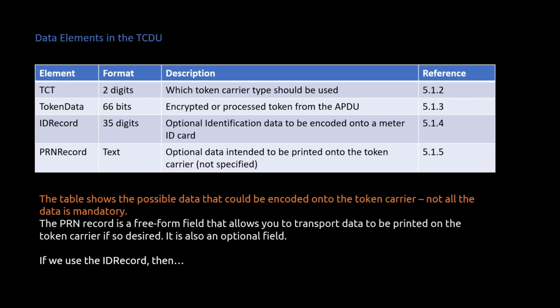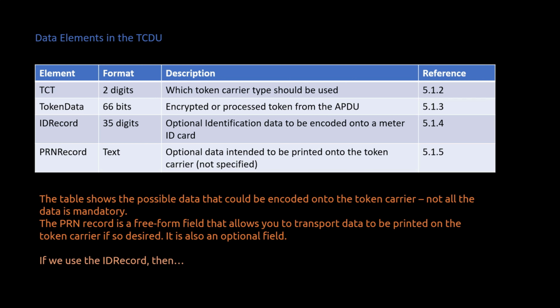So the table shows the possible data to be encoded into the token carrier. Not all of this data is mandatory, by the way. The print record is a free-form field that allows you to transport data to be printed onto the token carrier if so desired. It is also an optional field.